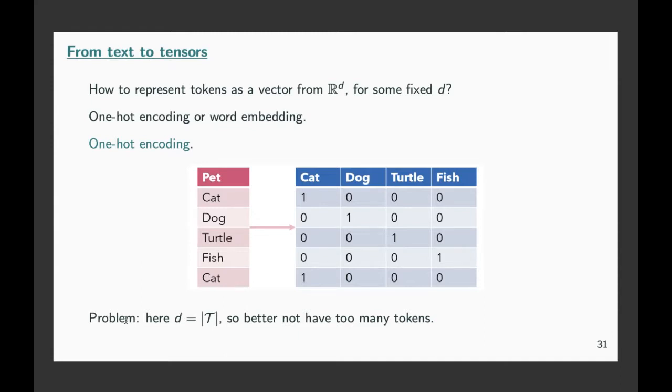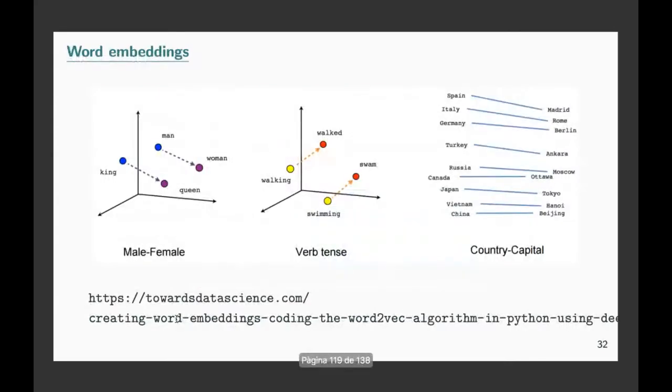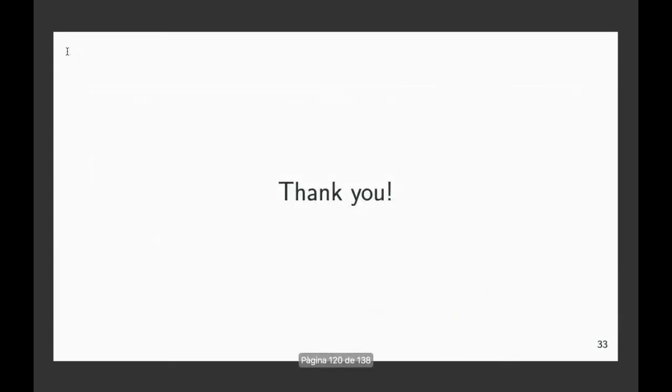The problem of this method is that if you have a lot of words or tokens, then you are going to have a lot of columns. So D will be enormous, and you don't really want that. There are better ways to do it, via so-called word embeddings, which I will not discuss. And that's it.